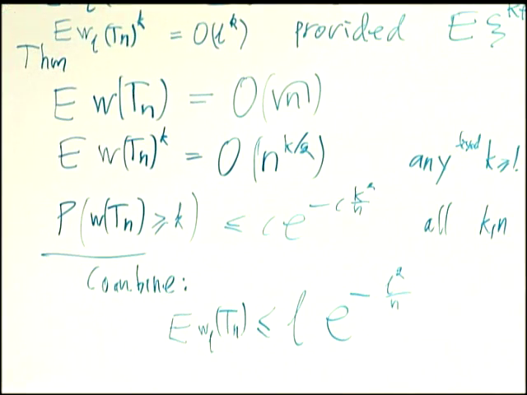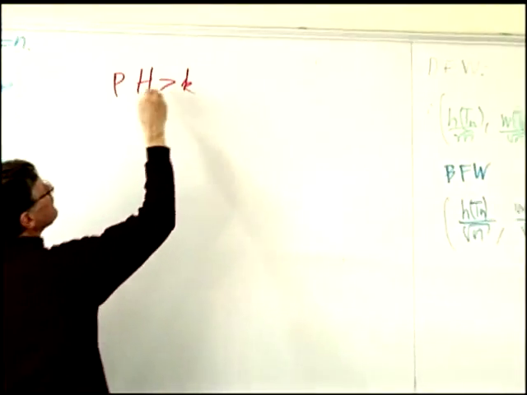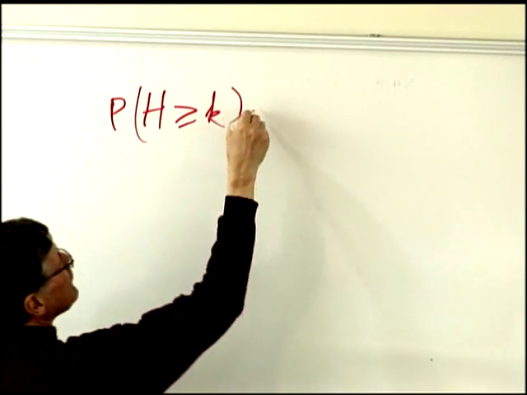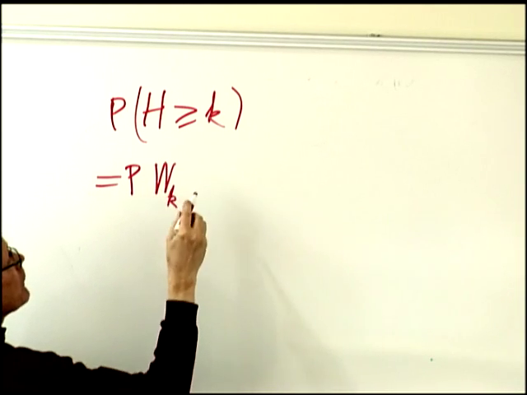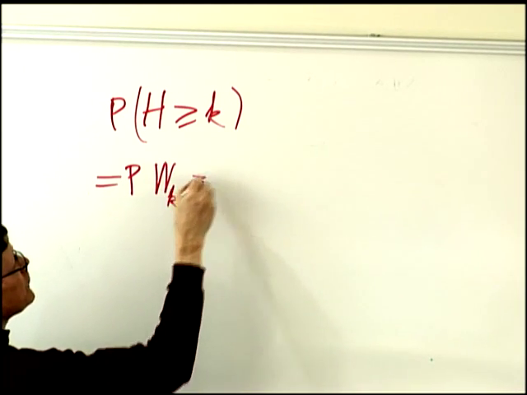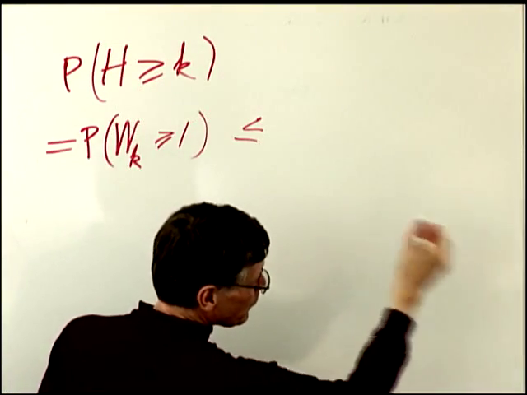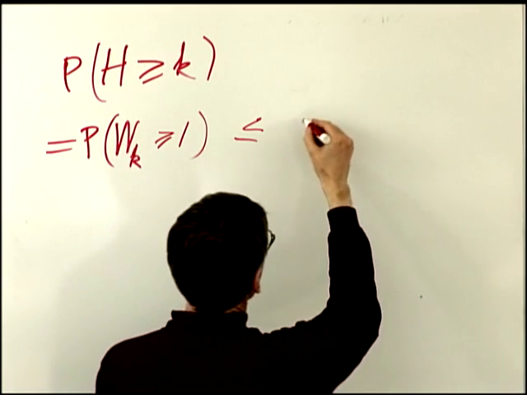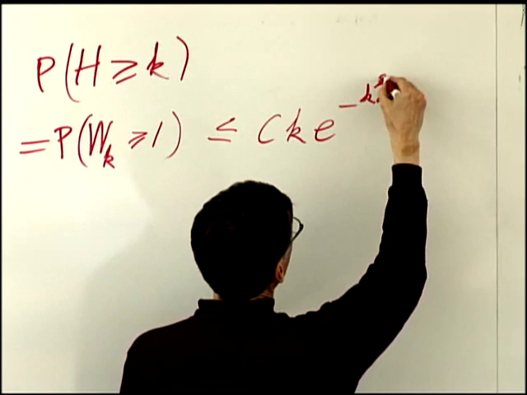And if we now want to go to the height, we use this result. As I just said, we say that the probability of the height being greater than k is the same as the probability that the width at k is at least 1. So by Markov's inequality, this is at most some constant times k e to minus k squared over n.